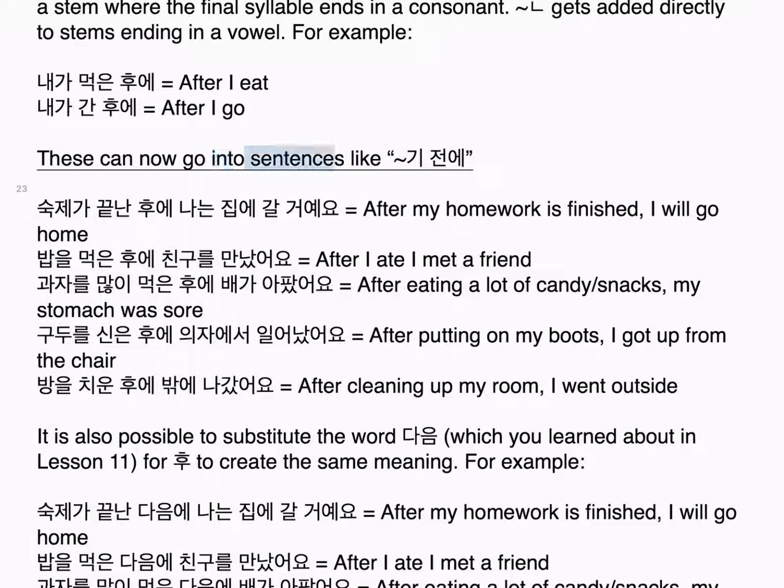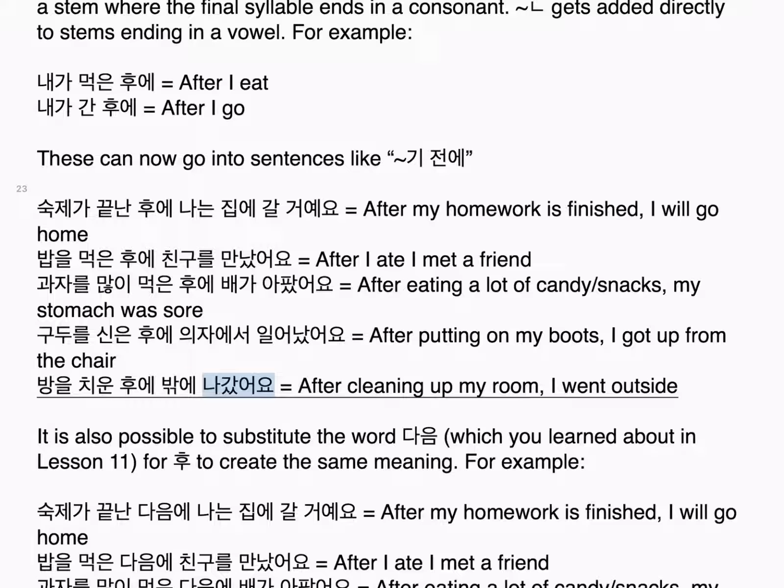These can now go into sentences like, 숙제가 끝난 후에 나는 집에 갈 거예요. After my homework is finished, I will go home. 밥을 먹은 후에 친구를 만났어요. After I ate, I met a friend. 과자를 많이 먹은 후에 배가 아팠어요. After eating a lot of candy snacks, my stomach was sore. 구두를 신은 후에 의자에서 일어났어요. After putting on my boots, I got up from the chair.